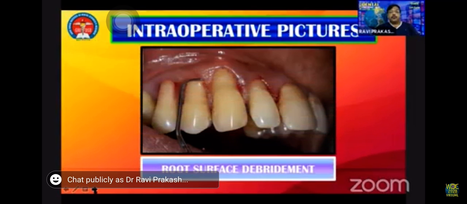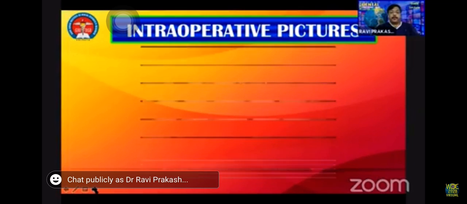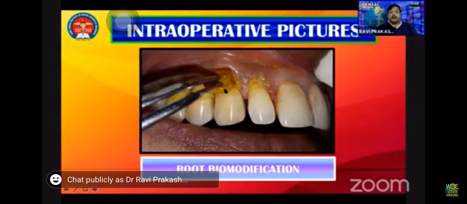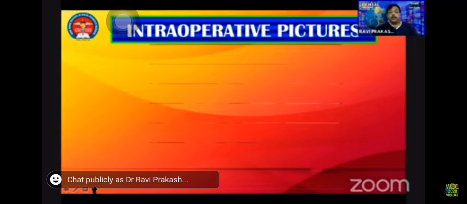So these are the intraoperative procedures, wherein the root was planed and prepared before the tunnel was prepared. Root biomodification was done to remove the smear layer and whatever residual microorganisms are present on the root surface, which can impinge on the healing of the connective tissue graft which we place in the future.